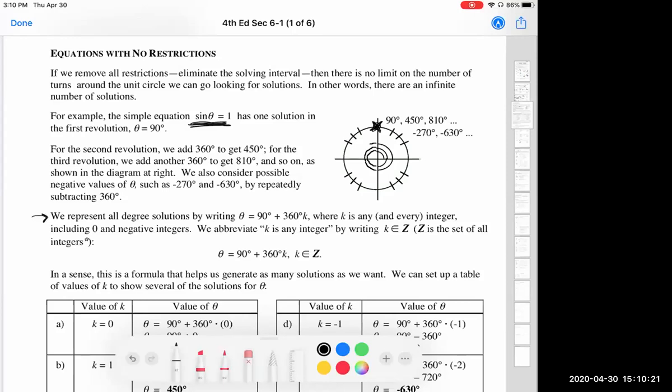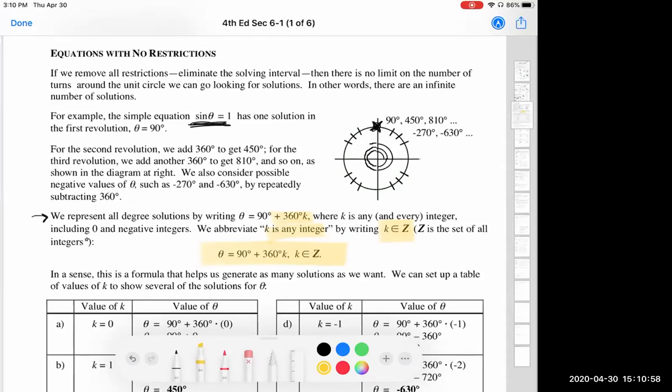We represent all degree solutions by writing theta equals 90, and we add this little tidbit right there, plus 360k, where k is any and every integer, including 0 and negative integers. We abbreviate k as any integer by writing k is contained in Z. Z is the set of all integers. So our final answer, we will write like this: theta is equal to 90 plus 360k, where k is contained in Z.